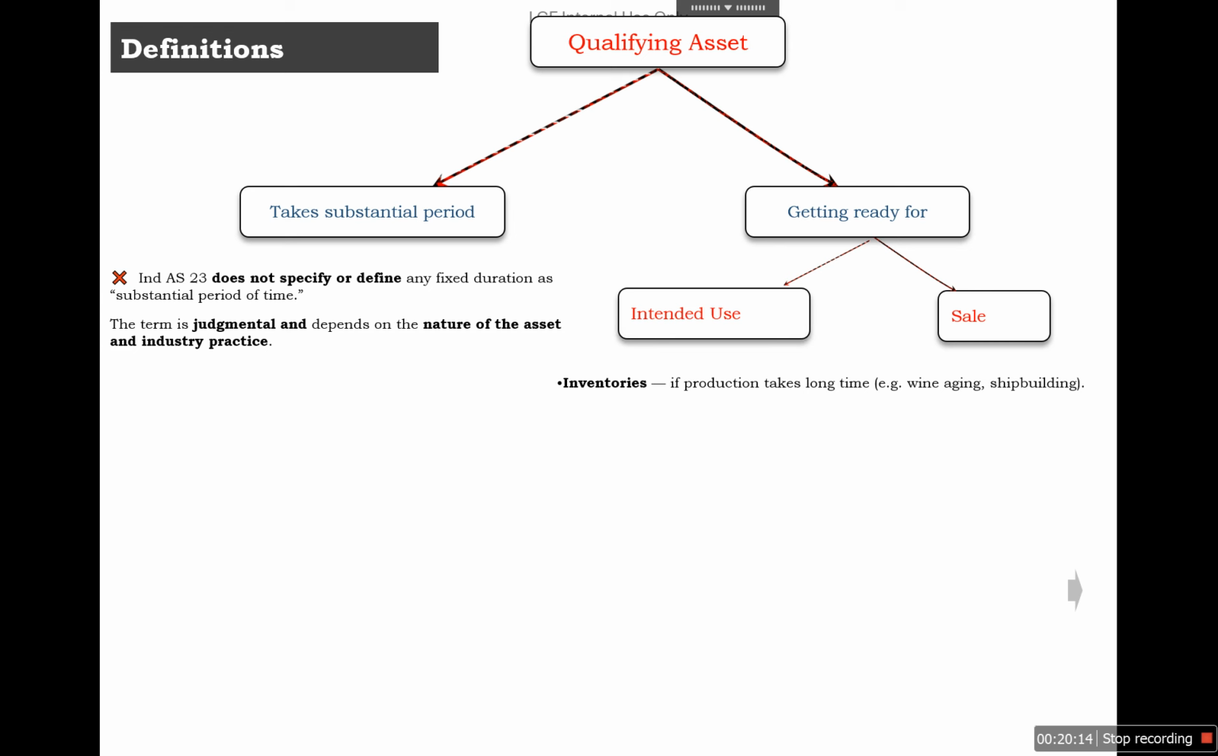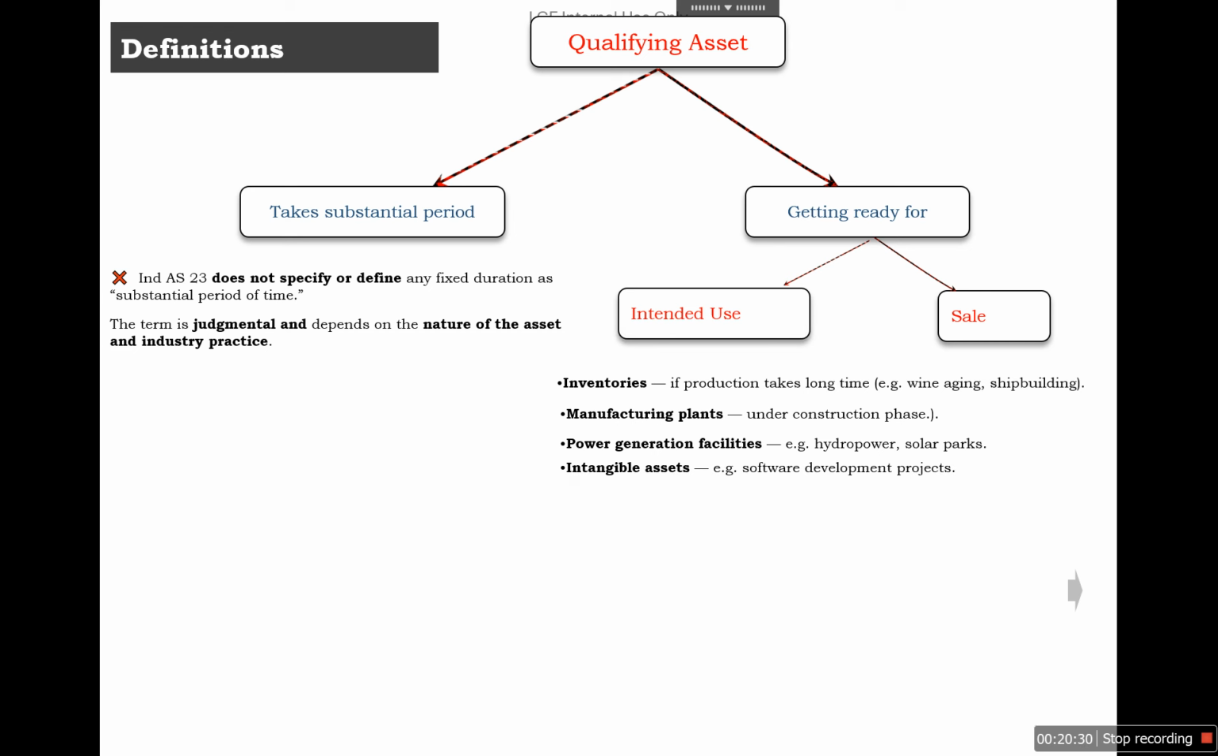For example, wine aging, shipbuilding, aircraft building, etc. It may be manufacturing plants under construction phase, power generation facilities, for example, hydropower, solar parks, etc. It may be intangible assets, software development projects, etc. Investment properties or bearer plants, like tea bushes or trees which bear produce for more than 1 year.